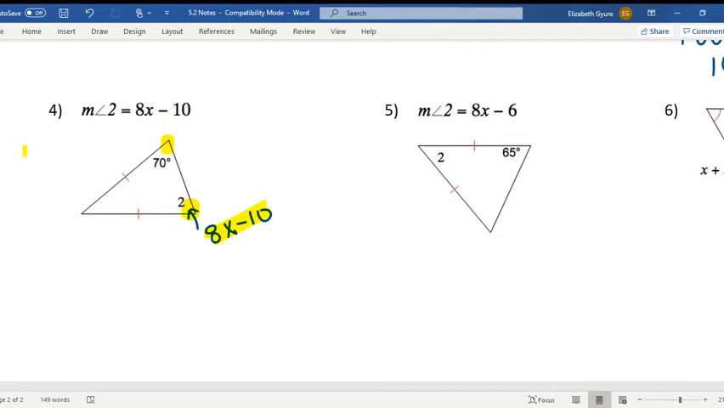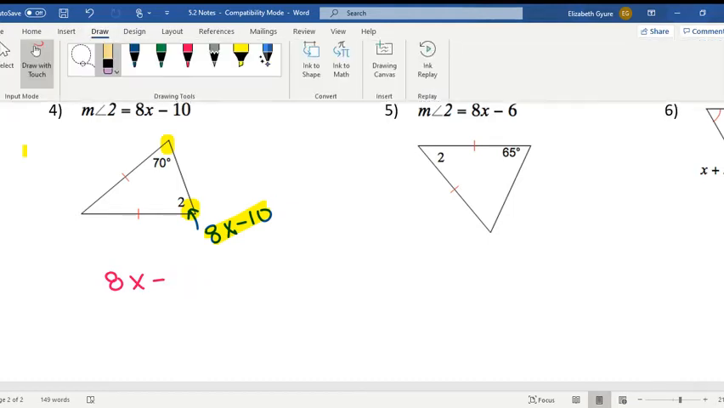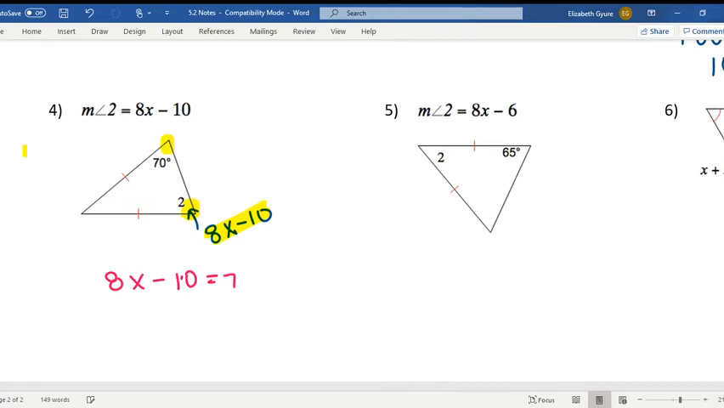You actually do have to do work, because if it was an x instead of a 2 and you were just solving for x there, then totally. But it's giving you an expression for this one, so it's telling you this angle is 8x minus 10, so you're going to have to set that equal to 70. Does that make sense? Okay. So 8x minus 10 equals 70. That's a common mistake with these. I'm going to add my 10 over. 8x equals 80. And divide that out to get 10.